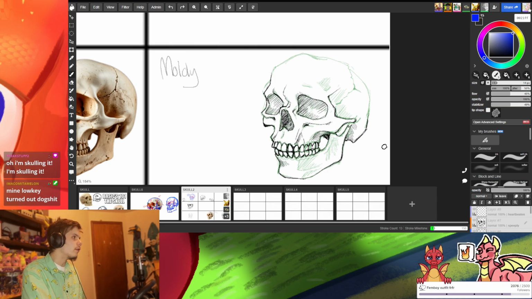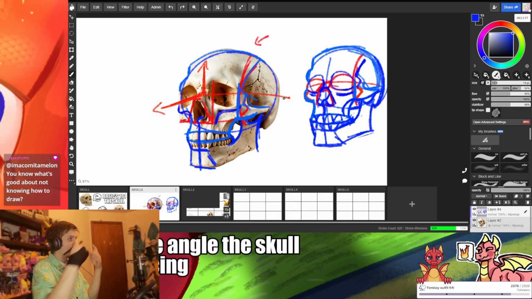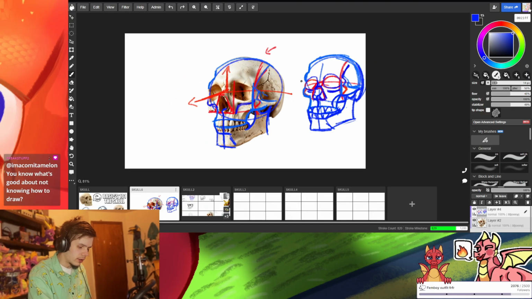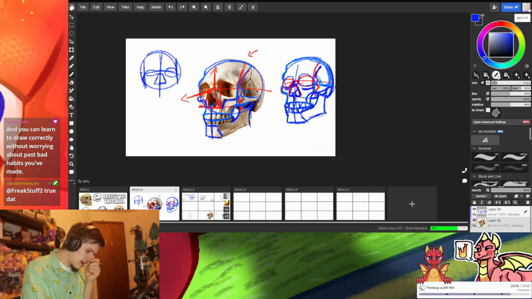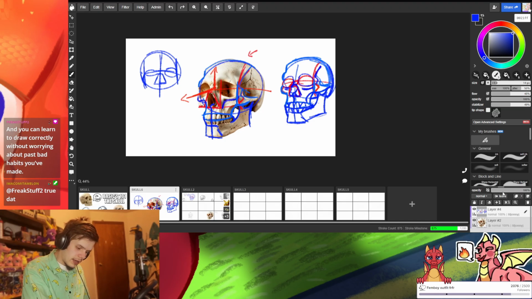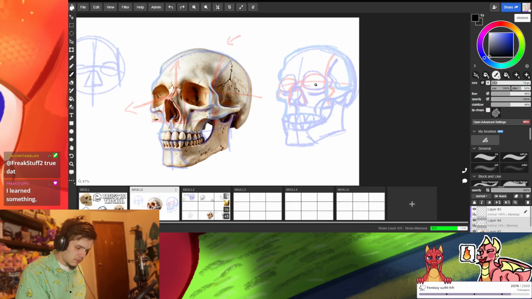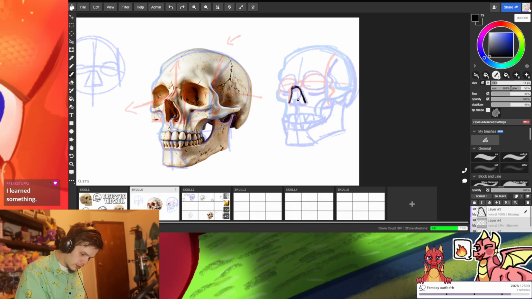Moldy. Beautiful. Now that we've learned about the 3/4 skull, we can apply all of the things that we have learned into drawing a skull from memory. And now, if you want to go the extra mile, you can take your layer like that and on your sketch layer, start going in to outline it, loosely, kind of just like that.